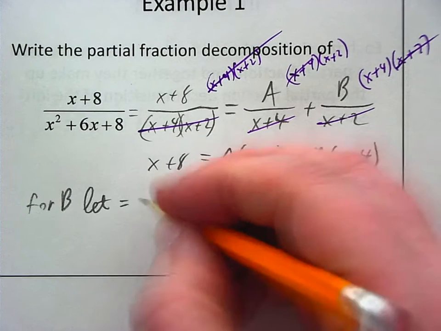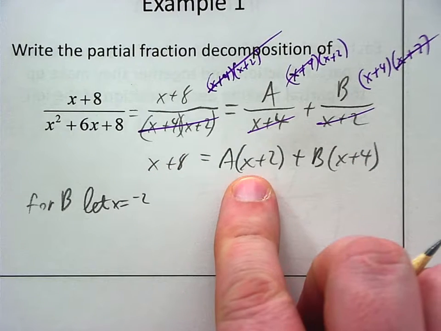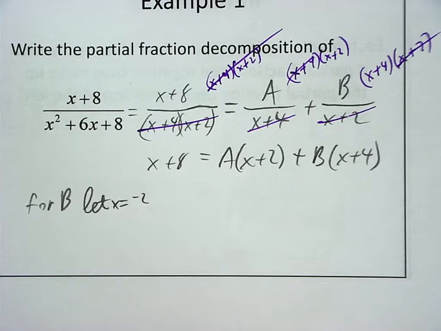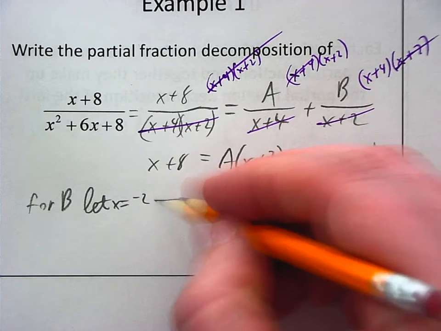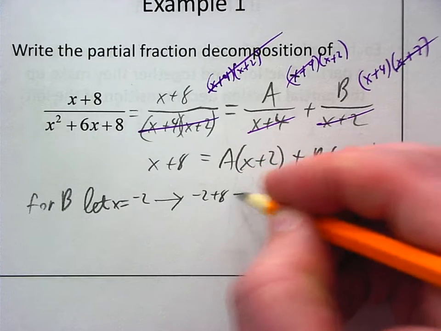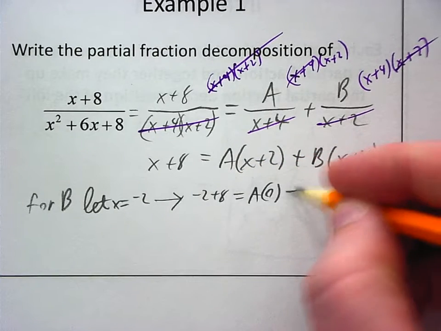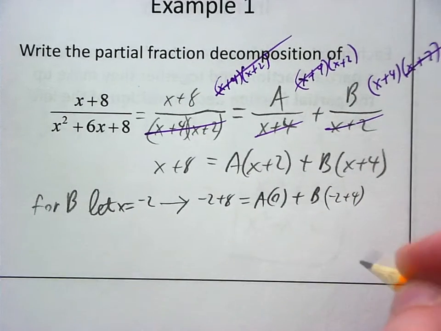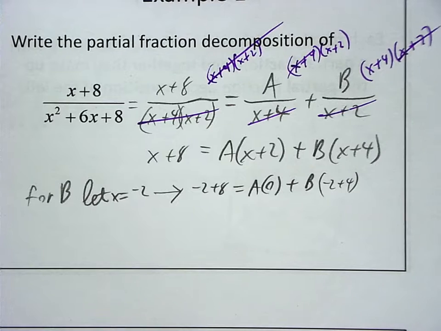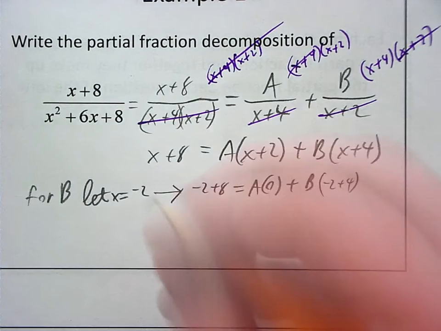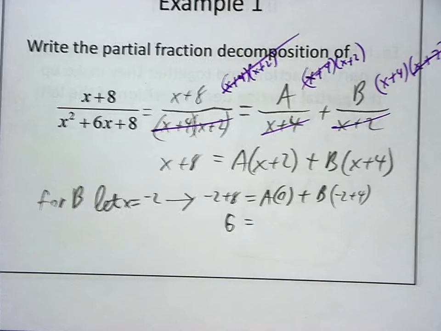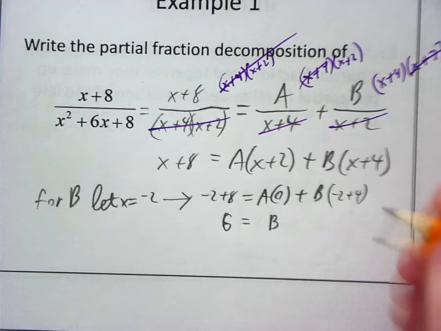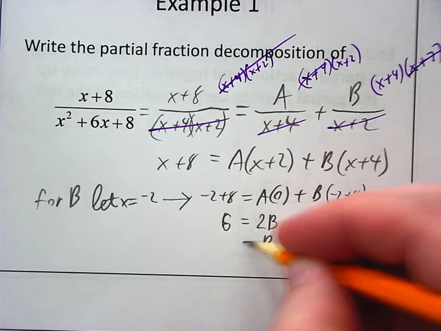Negative 2. Because if I let x equal negative 2, then this set of parentheses is going to turn into 0. And that'll eliminate it. So then I'm just going to plug this in. So I have negative 2 plus 8 is equal to a times 0 plus b times negative 2 plus 4. So what do I end up with on the left side there? 6. A is gone. What do I get for the coefficient on b? 2. So then b has to be 3.